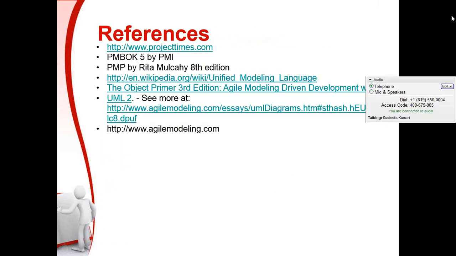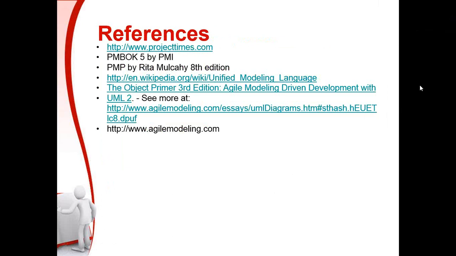So if you have any question, you can raise your questions as part of this. Any questions so far on the introduction side of it? Because the next session is going to be a little aggressive, because we are going to talk about a lot of diagrams and do some hands-on experience too.